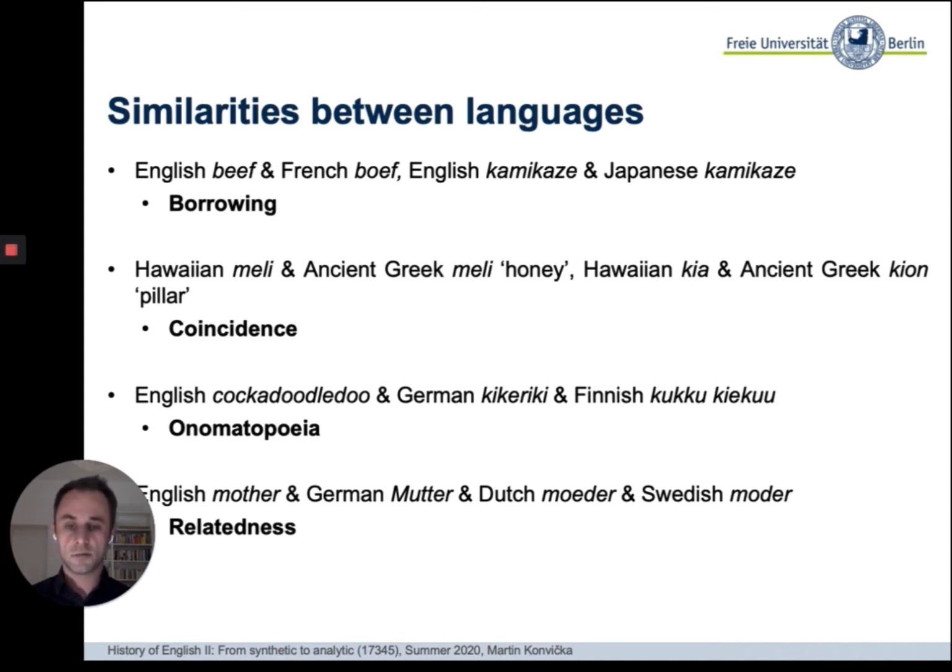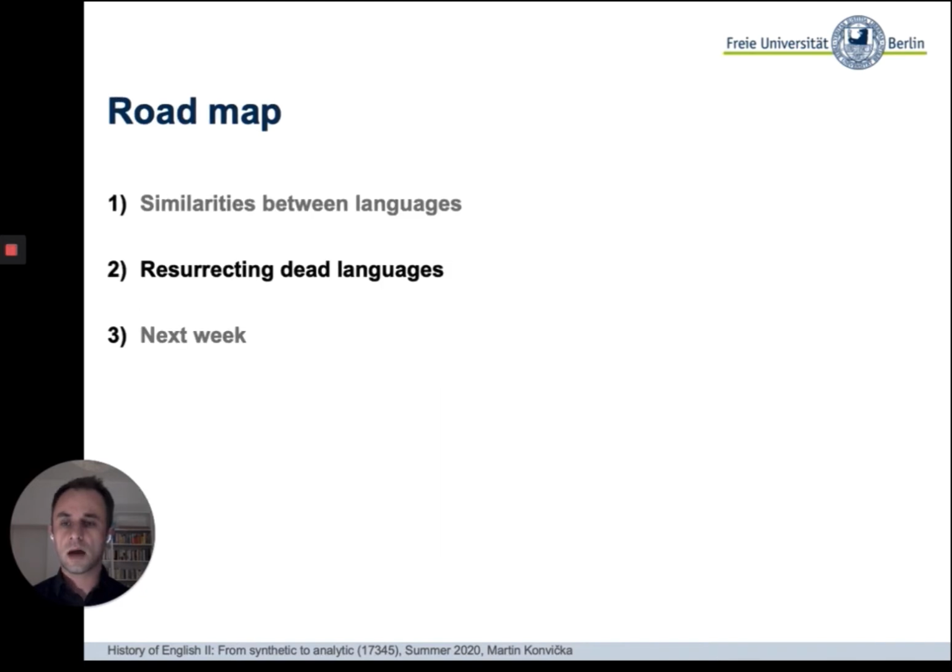So English, German, Dutch, and Swedish, and other languages as well, are actually the daughter languages of one common ancestral language, right? And that is the reason why these languages have a similar or almost the same word for something, in this case, mother. And this type of similarity is something that we actually can use in historical linguistics. And in the next section, we're going to have a look at how exactly.